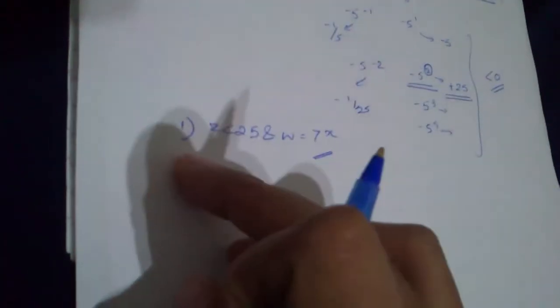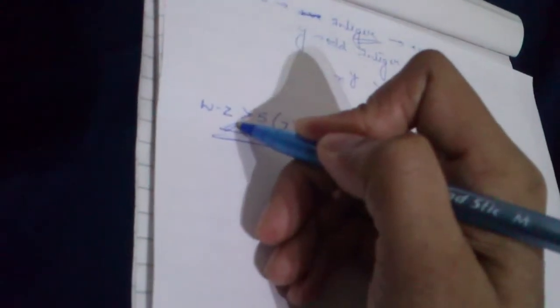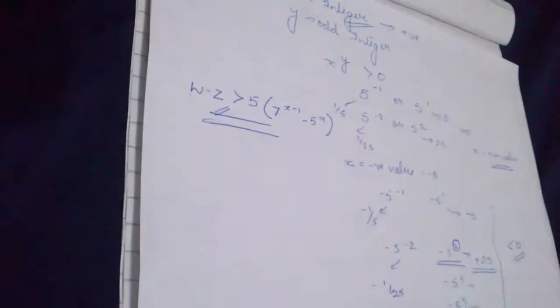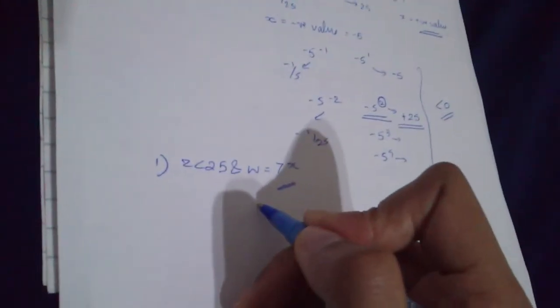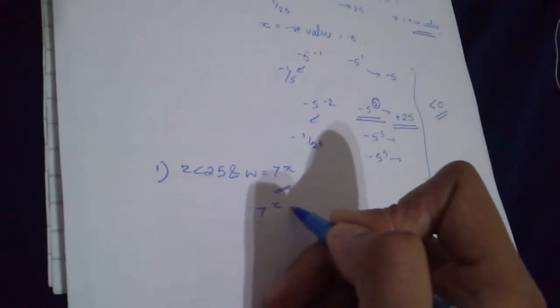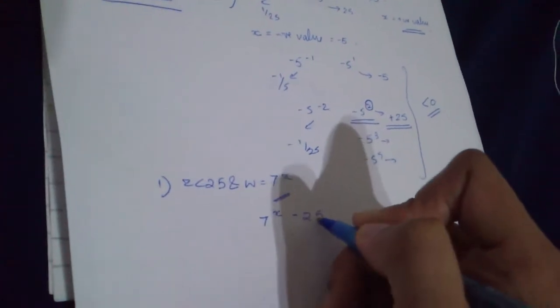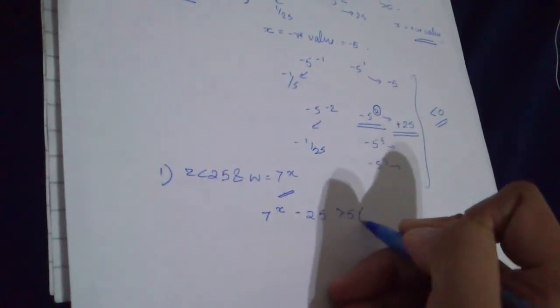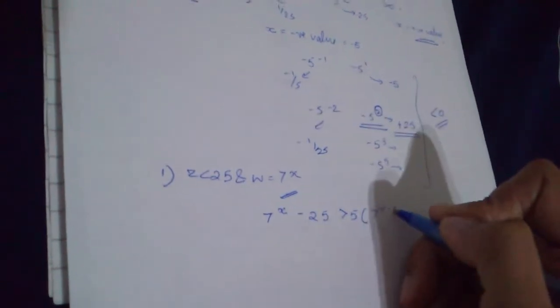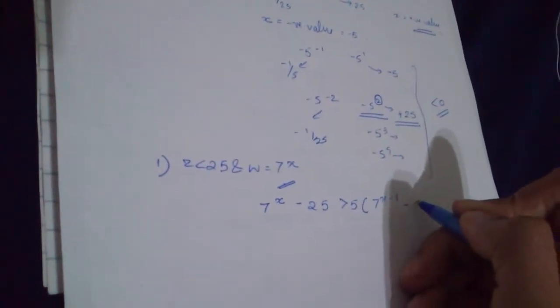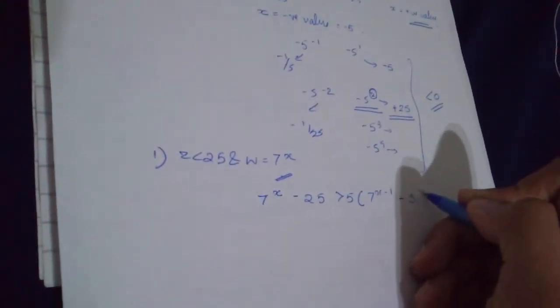Now this statement gives us information about z. It says that z is less than 25. And it also tells us that w is equal to 7x. So here we know that w is equal to 7x. So now let's substitute these values here. So it becomes 7 raised to x minus, let's take the maximum value 25. Is it greater than 5 times 7 raised to x minus 1 minus 5 raised to x?